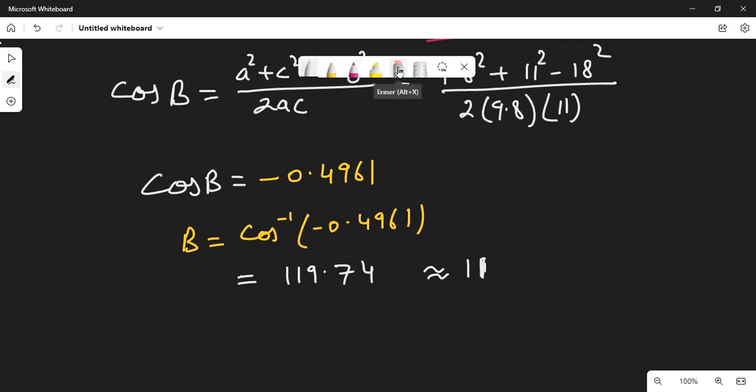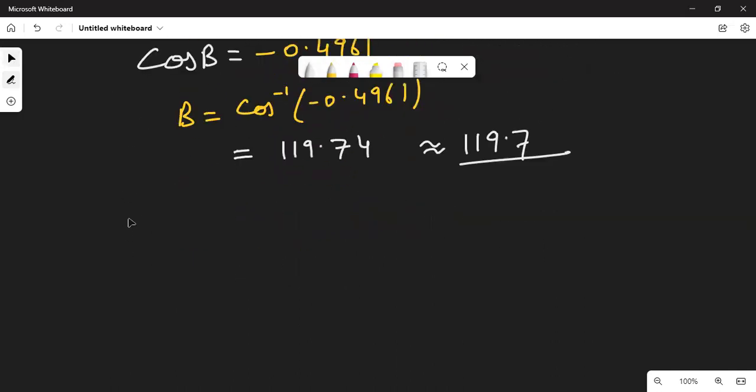So if we want to round off up to one place of decimal, can we say 119.8? I think no, because this is 4. So we'll say 119.7. That is angle B. Now we want to find angle C also.